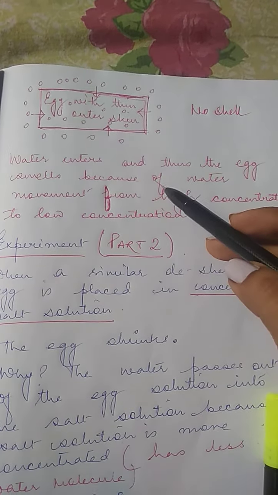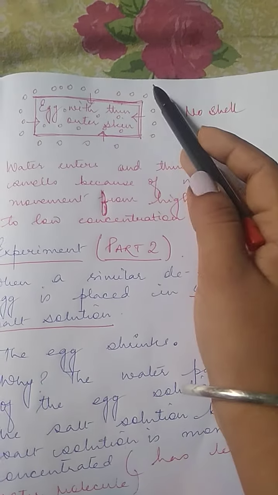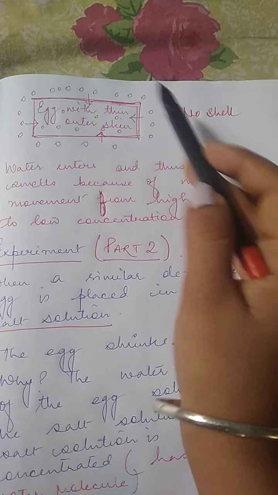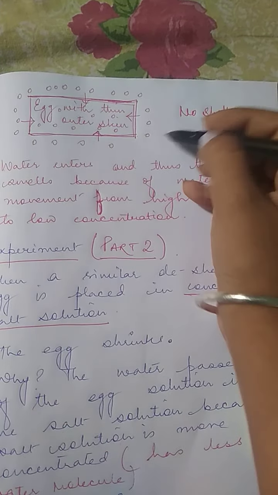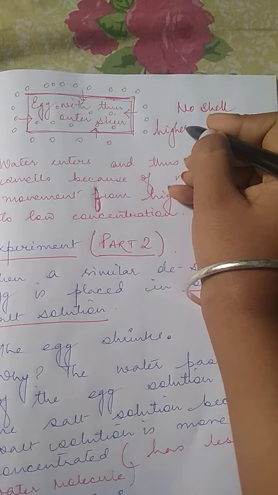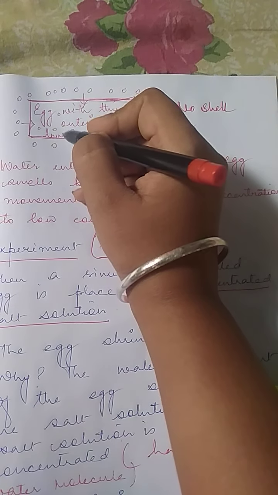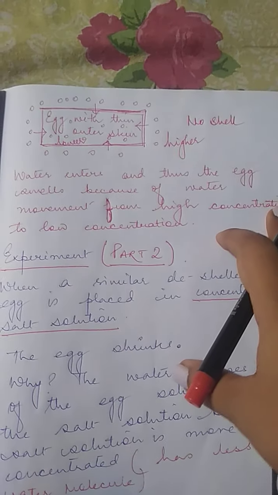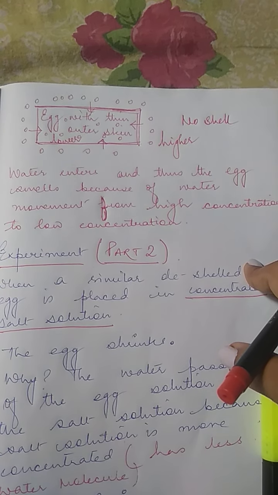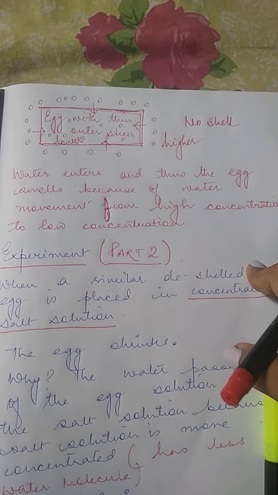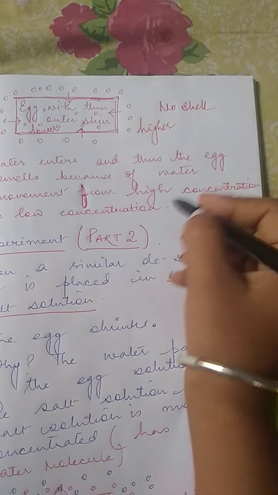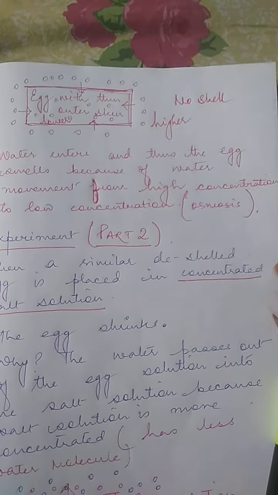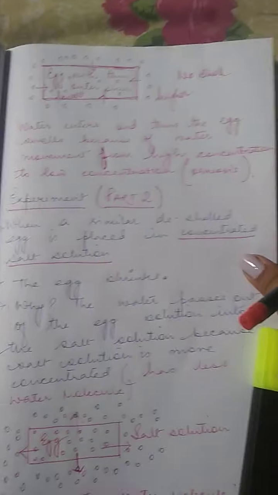and thus the egg swells up, because outside the water is more and inside the egg the water is less. So the movement is taking place from a higher concentration to a lower concentration. Outside, water is more, so it's a higher concentration, and inside is a lower concentration. So your water molecules are moving from the higher concentration to a lower concentration. So water enters, and thus the egg swells because of water movement from higher to lower concentration. So here you are seeing osmosis. The thin skin of the egg here is the membrane.